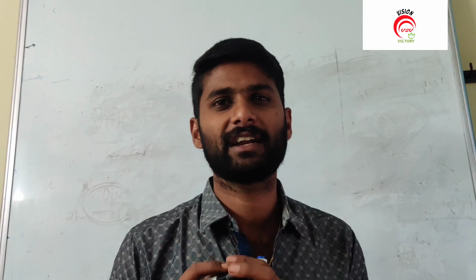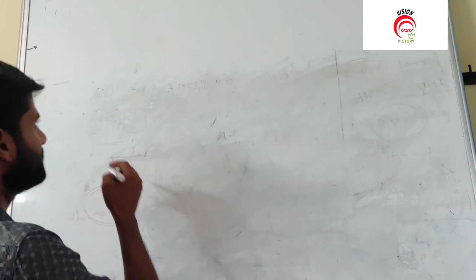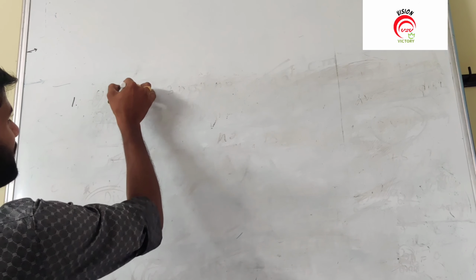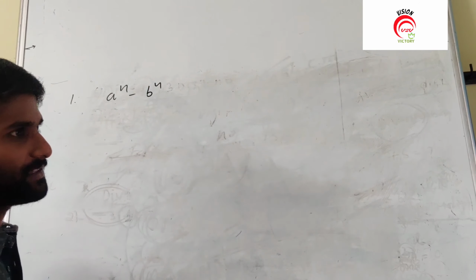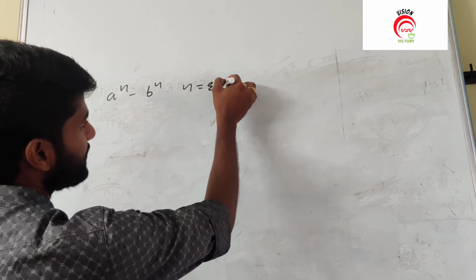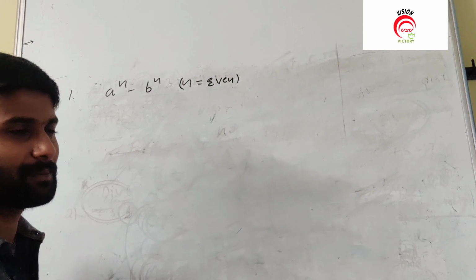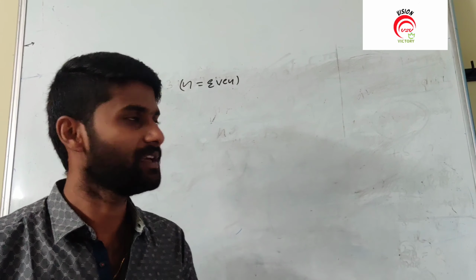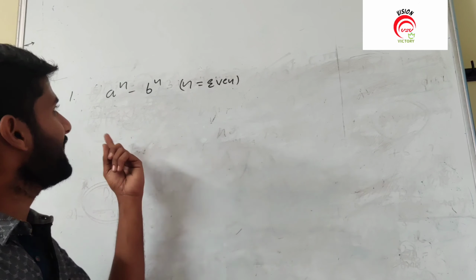We have some different types of questions related to divisibility. So first one, A power n minus B power n. If n is given as an even number, for example, I just consider it as 2. If n is replaced as 2, A square minus B square.